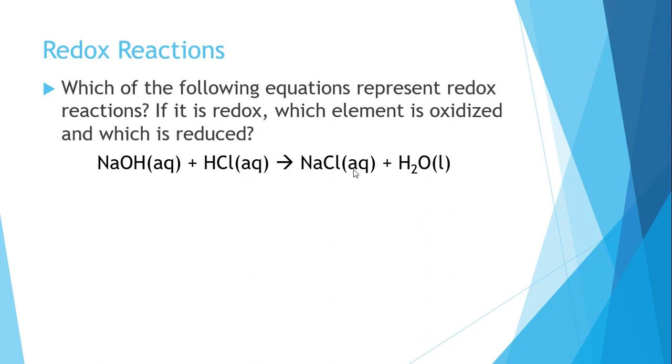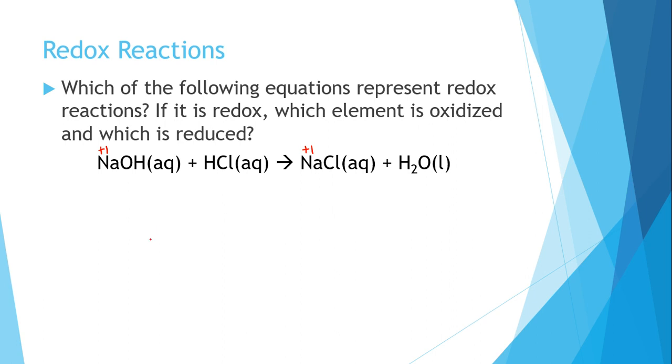Let's look at this one. It says, which of the following equations represent redox reactions? And then if it's redox, which element is being oxidized and which one's being reduced? First thing we need to do is assign oxidation numbers. So let's go ahead and do that. For sodium, there is a rule for sodium. It is a group 1 metal, so it should always equal +1 because it is a group 1 metal.